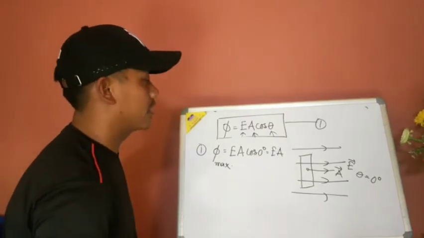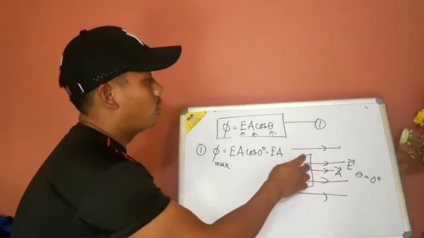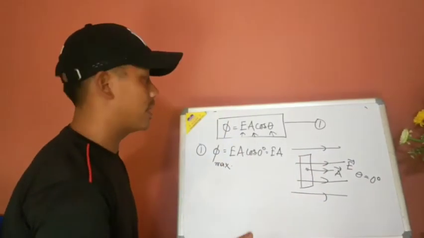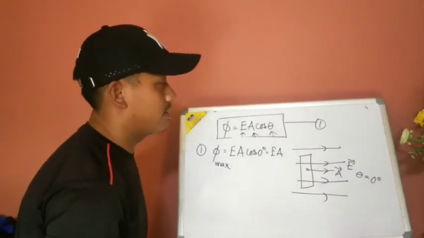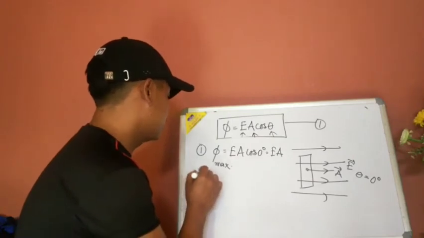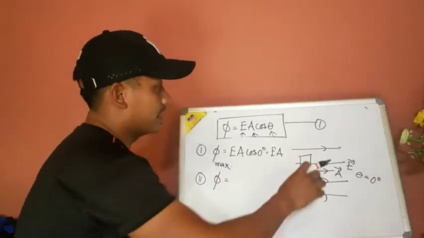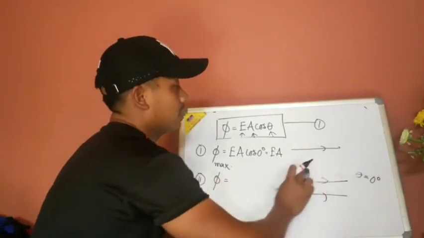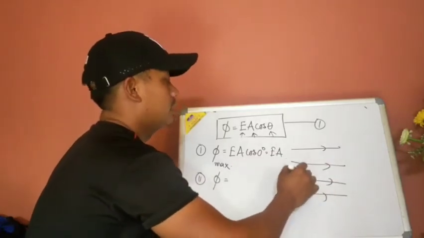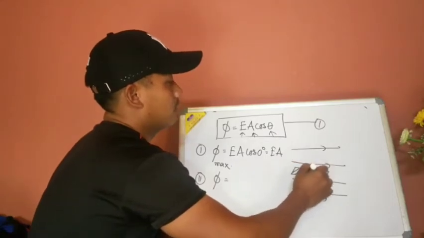Maximum number of field lines will pass through the surface when the surface is placed perpendicular to the direction of the electric field. Then in the second case, instead of keeping the surface like this, let us keep the surface like this, along the direction of the field.